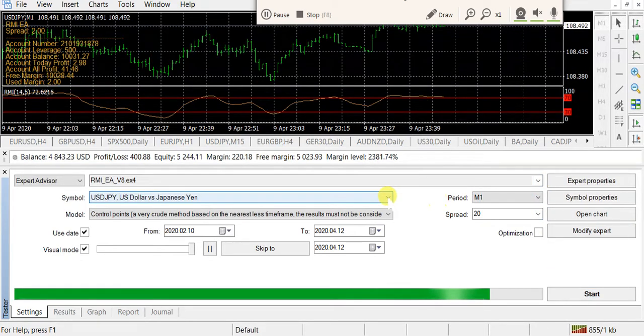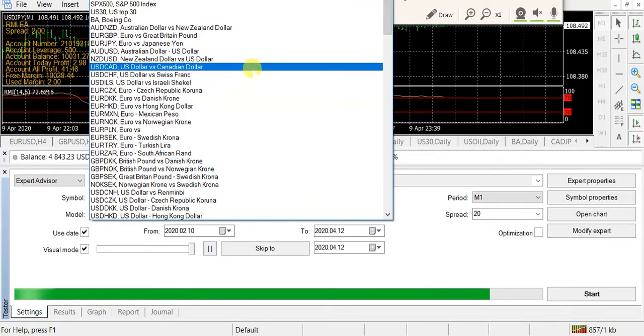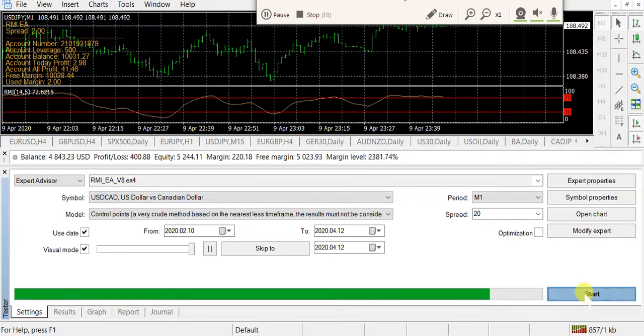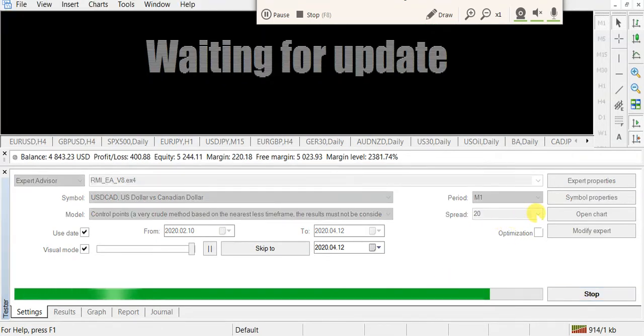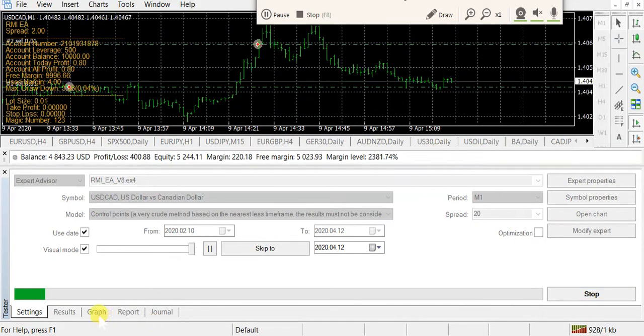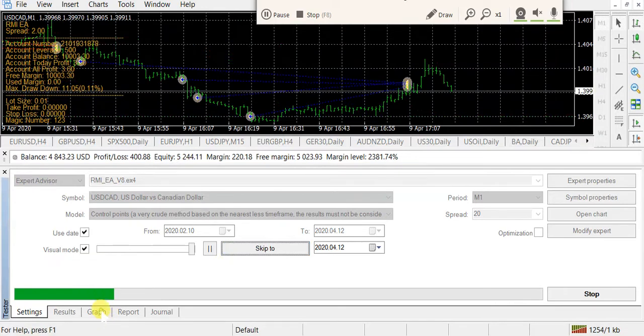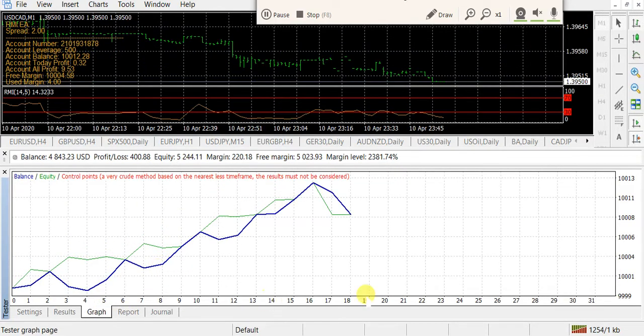Let's see. Let me go to some wackadoodle pair here. He said it does good on the... Well, how about the Canadian dollar? That's always tough to trade. There's not enough people trading that spread. This is a fictitious spread, though. I need to make it a little bit bigger. And look, it's making money on the CAD, which is very hard to do.